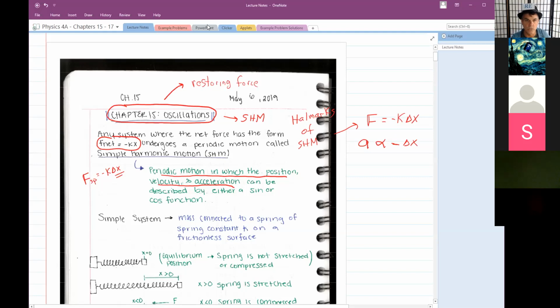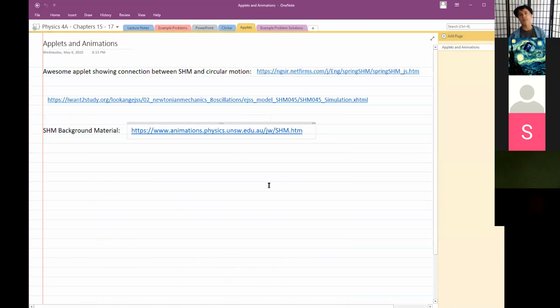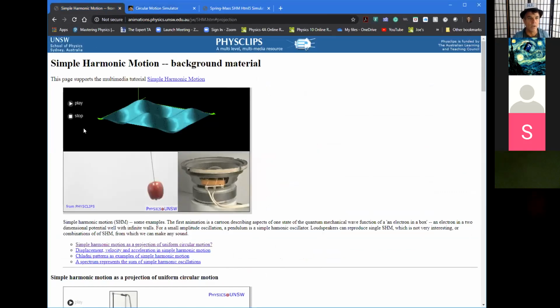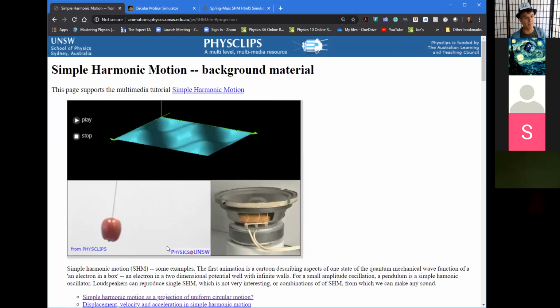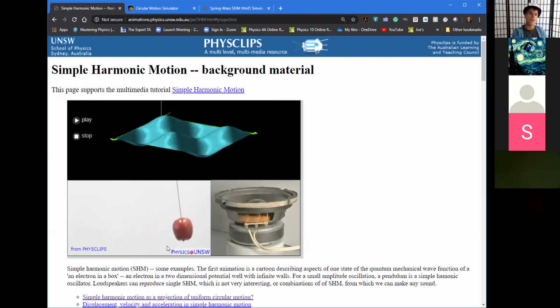And I want to show you one thing in these applets. I've got some applets that I'm going to show you in a second. Here are the links to them if you want to access them yourselves. So here are a couple of different systems that obey Hooke's law or show simple harmonic motion behavior. One, which we'll see towards the end, is a pendulum swinging back and forth, where I can use a sine or cosine function to describe position, velocity, and acceleration.